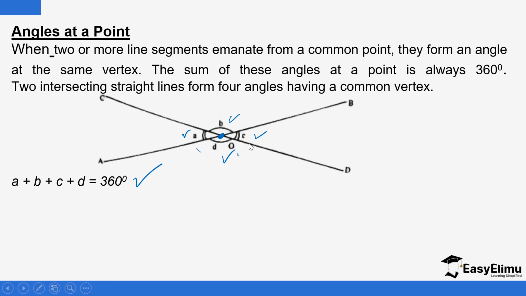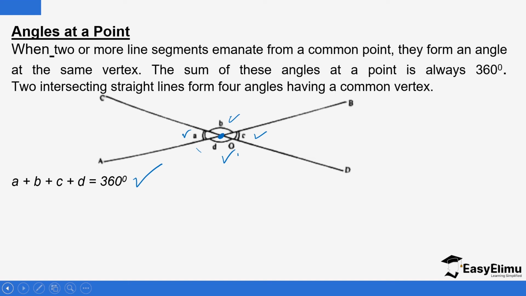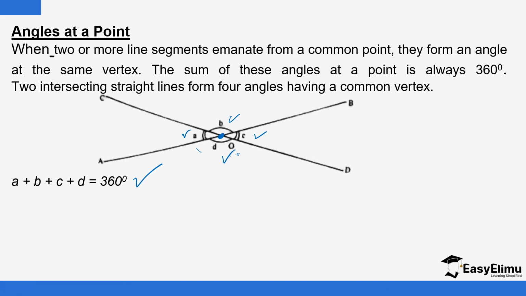So what does it mean when you talk about this? This is what we call angles at a point. We say when two or more line segments emanate from a common point, they form an angle at the same vertex. And the sum of all these angles is always 360 degrees, as you can see.